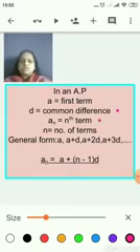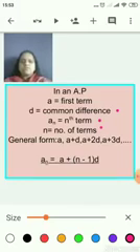So if in the sequence there are 10 terms, then a10 will become the nth term. So it depends on the number of terms in your sequence. The last term we will call an. n is the number of terms in the sequence. So here you can see n is the number of terms.